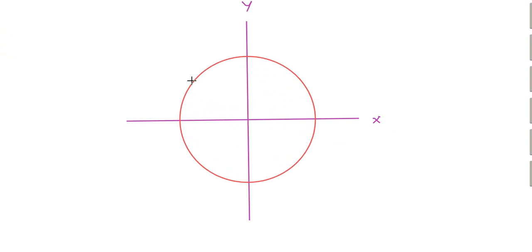And we're going to redraw a pair of axes. There's our y-axis. There's our x-axis. Okay. And we're going to place a circle on it again, with the center being right there at the origin. There we go.